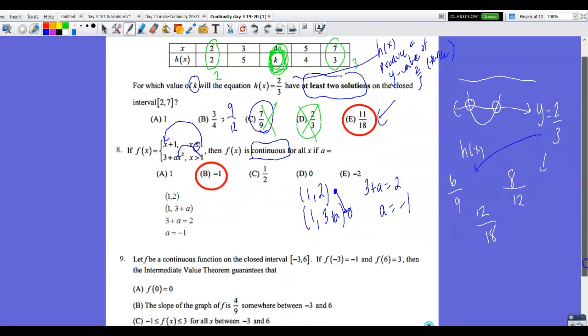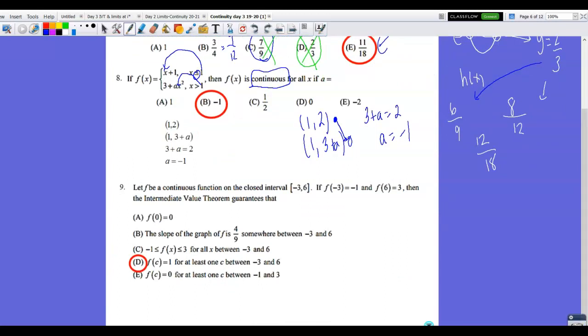And then finally, question number 9. Back again, f is a continuous function. Make sure you pay attention to the reading on a closed interval. The y value generated by -3 is -1. The y value generated by 6 is 3. Without looking down, I can tell you that the intermediate value theorem guarantees that we will pass through every y value from -1 to 3. Every y value is going to be included.